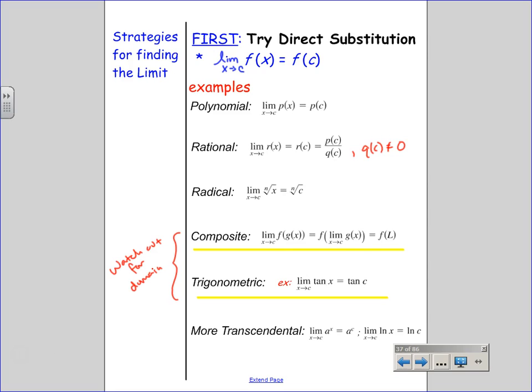Unless you have to deal with a denominator or imaginary numbers or vertical asymptotes. And as some of you guys have already realized, or unless they try to piece these guys together, because they don't always go together nicely. And if they don't go together nicely, then sometimes we'll have limits not exist.